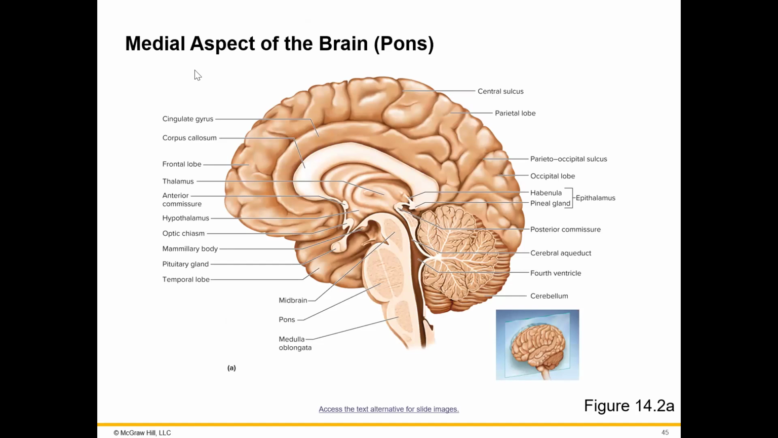This is the medial aspect of the brain. You have the pons. These are the pons. And this is the medulla, the medulla oblongata. And that is your midbrain.